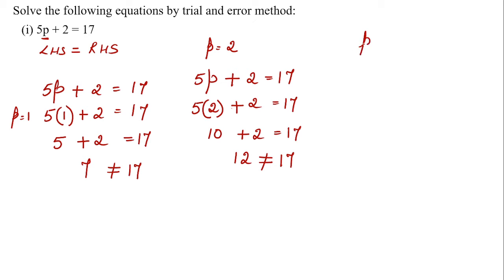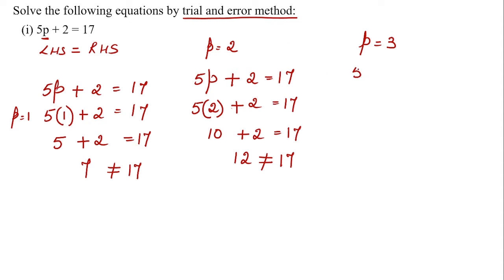Let us assume p is equal to 3. Now what are we doing? Now this is what is called as trial and error method. We are taking the various values of p and trying to find out whether the left hand side of the equation and the right hand side of the equation becomes equal.